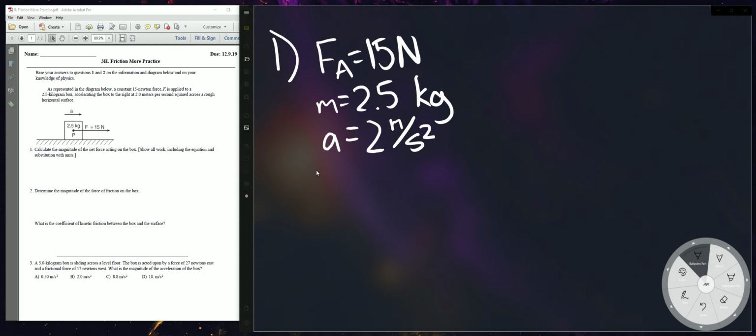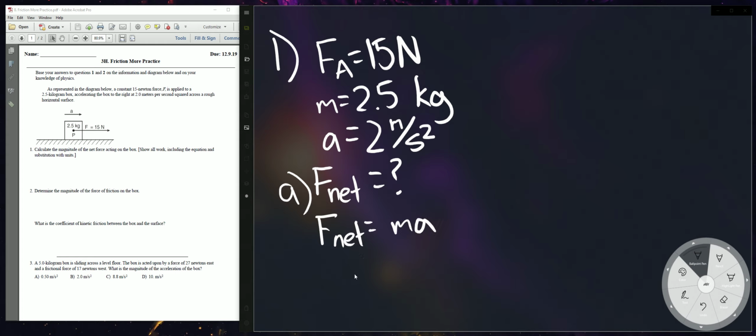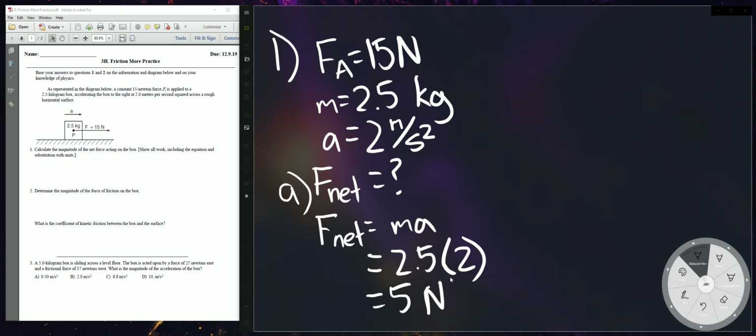And the question wants you to figure out, what is my net force? Net force is what? Well, you also learned in class that F net is ma. That's Newton's second law. 2.5 times 2 is 5. And so you have an F net of 5. You just solve for A.